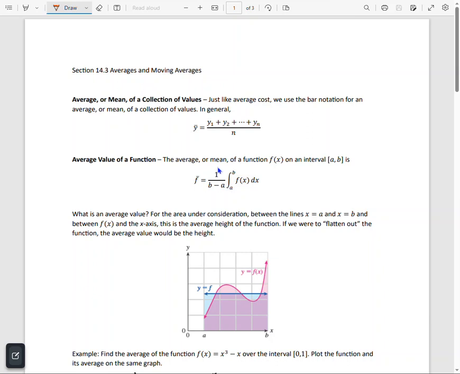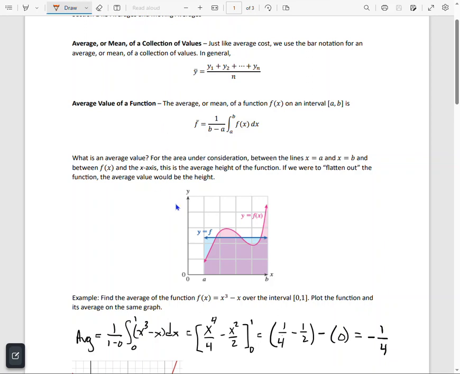The average or mean of a function f of x on an interval from a to b is given by f bar, which equals 1 over b minus a, so that's the length of the interval, times the integral from a to b of f of x dx. But what is this, right?